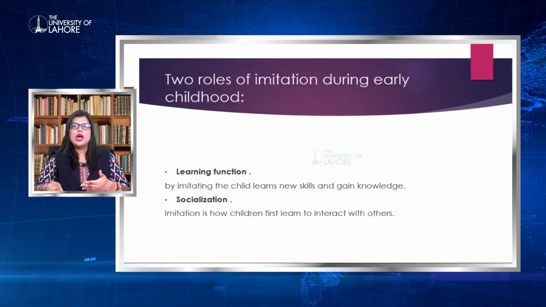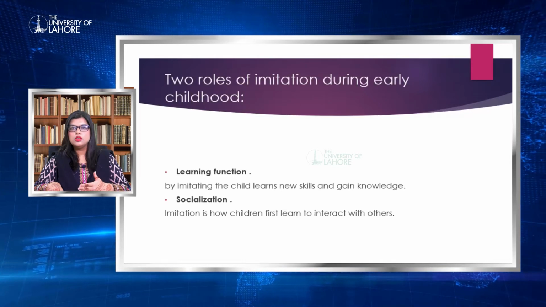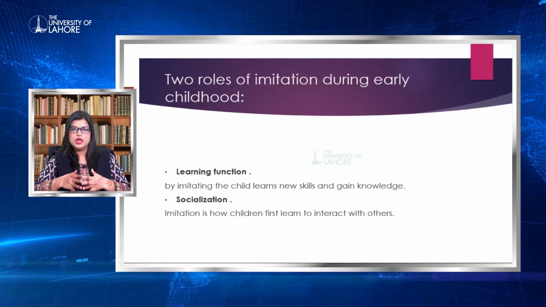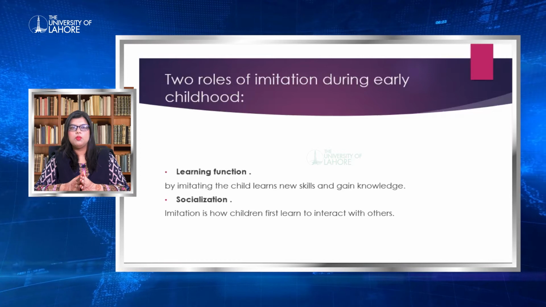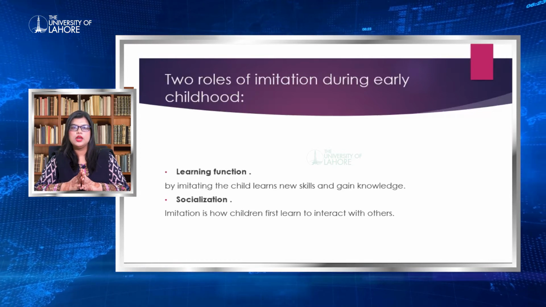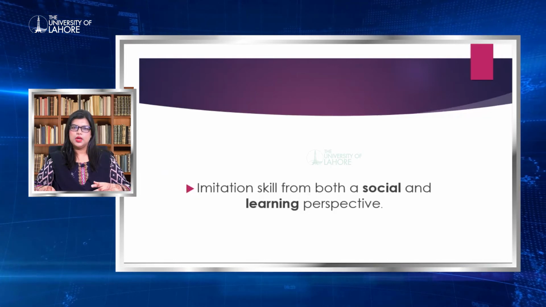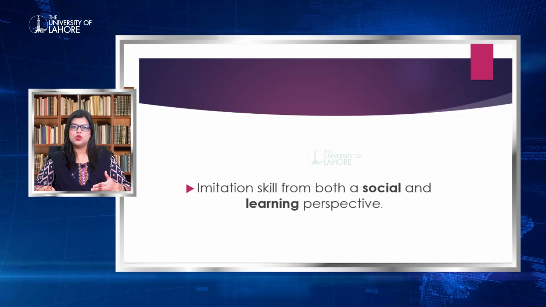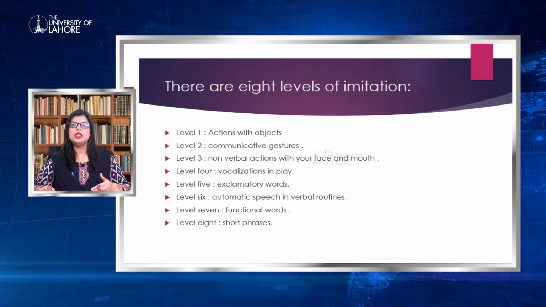So if we want to look at the roles of imitation during early childhood, there is a learning function: all the new skills that we learn are imitated actions. And if we look at socialization, it is by imitation that children first learn to interact with others. Imitation has an important role in your learning and in your social development. So let's move on to our 8 levels of imitation.